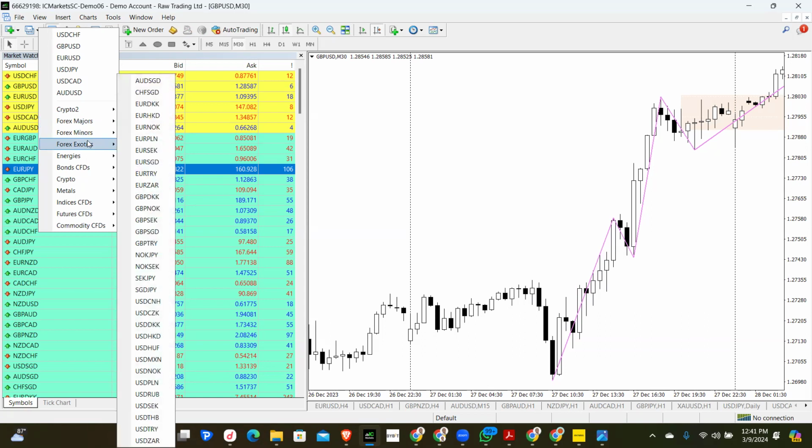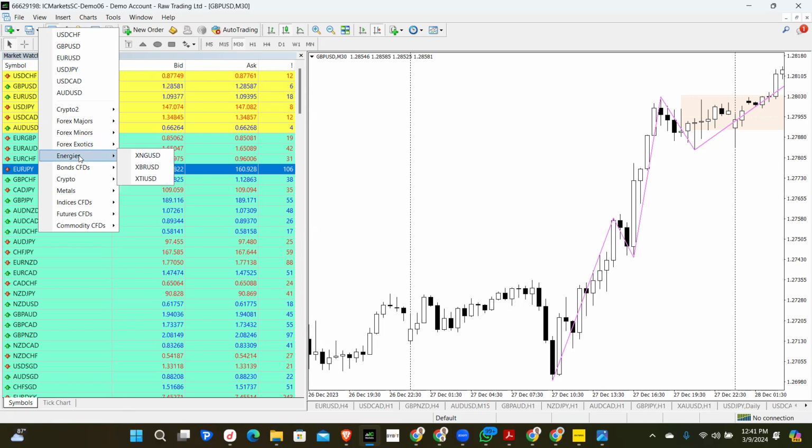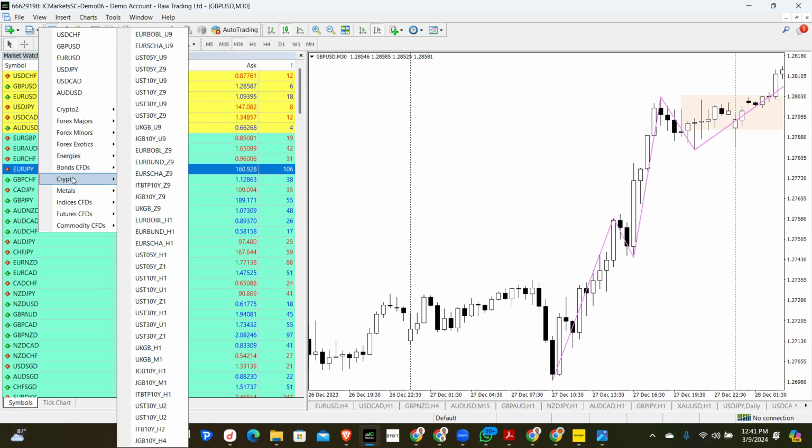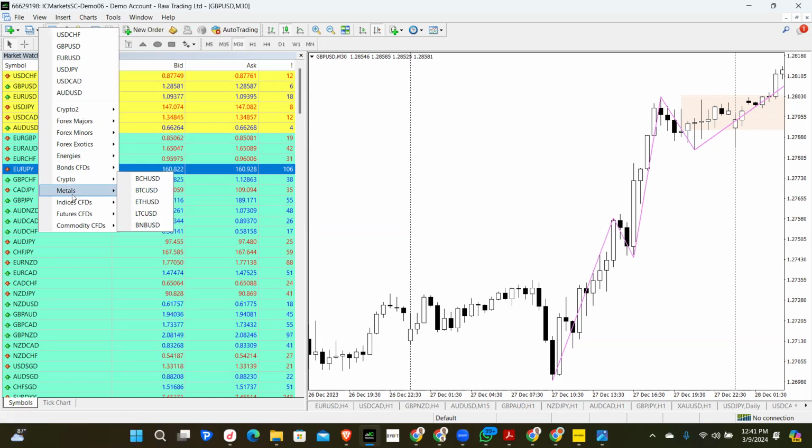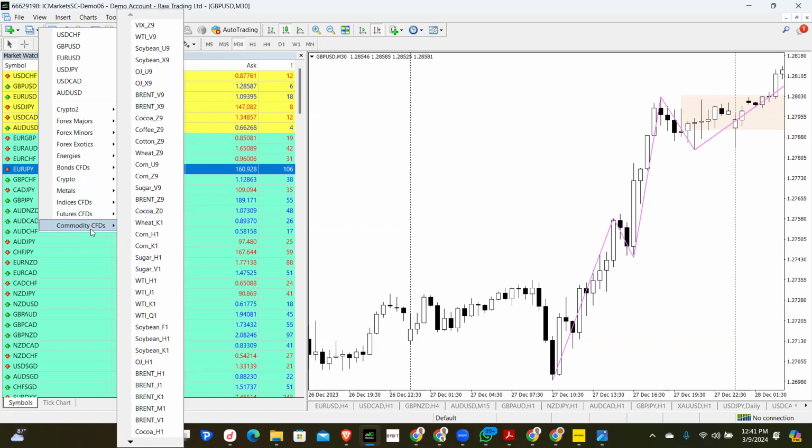So the exotic pairs are maybe just sit at the class or whatever. Then we have the energy. So these are when I'm trying to show you the various tradable asset classes in the market. On the energies, we are going to have the crude oil, the Brent. We also have bond CFD. We have the crypto. We have the metal. Under metal, we are going to have gold, silver. Commodities, we are going to see things like cotton, wheat, cocoa, corn, sugar, Brent. So some of these things are the various tradable asset classes.